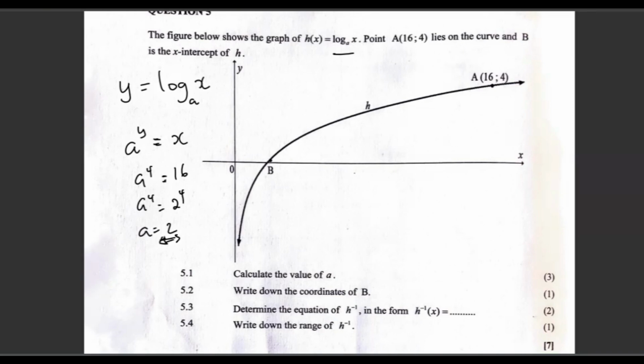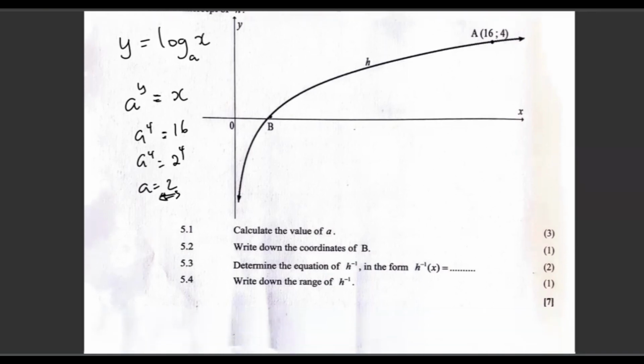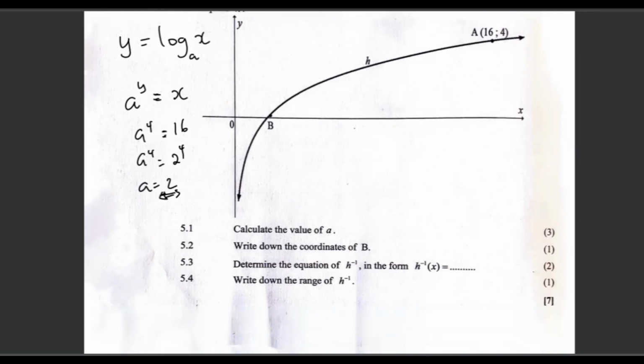But remember, it can be positive or negative, and we need to decide. In this case, it's going to be positive by virtue of the direction that the graph is going, so it's an increasing one. Then 5.2, write down the coordinates of B. Here, we know that x is what?